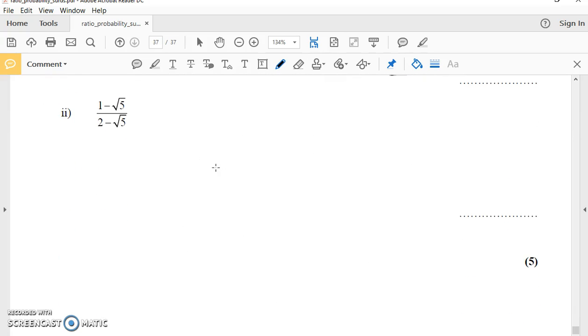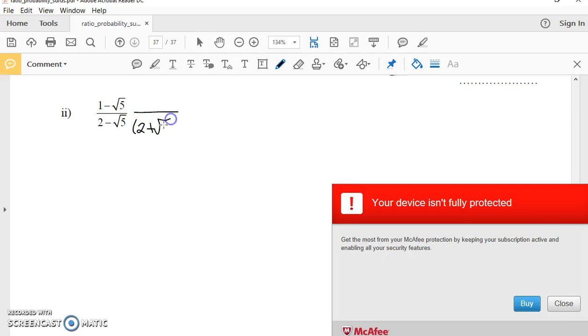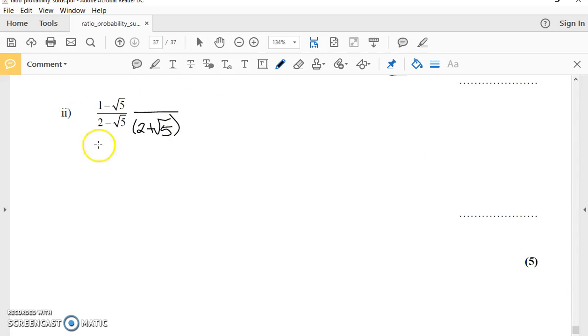So let's do 1 minus root 5 over 2 minus root 5. So I want to get rid of that root 5 term. So if I have 2 minus root 5, to cancel that out, I want 2 plus root 5. And that's because I want to have those root 5s cancel out in the end. Okay, and again, whatever I do to the bottom, I have to do to the top. Okay, so that makes it 2 plus root 5 on the top as well.